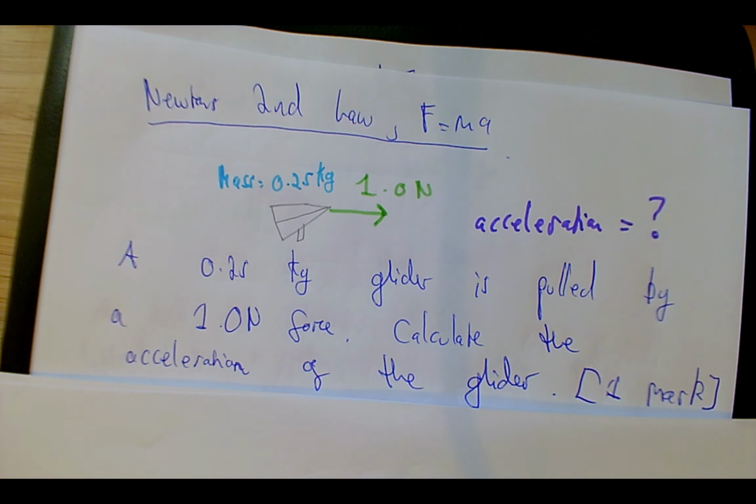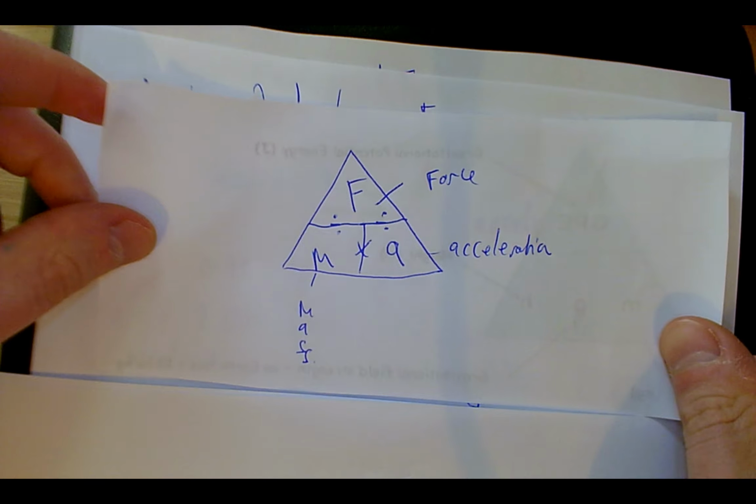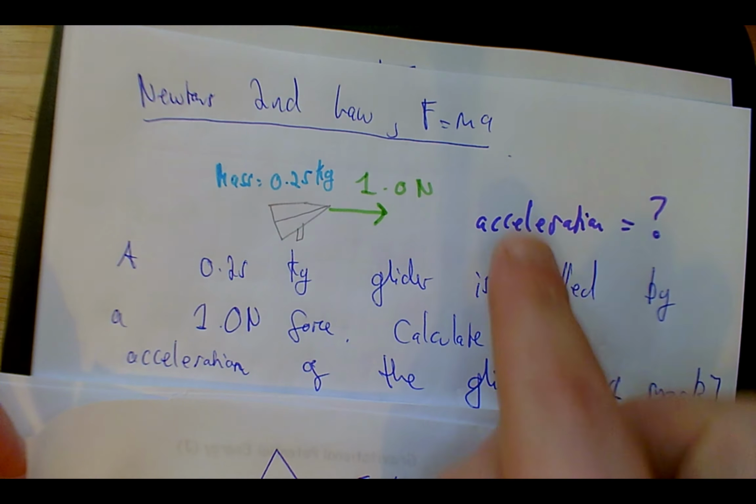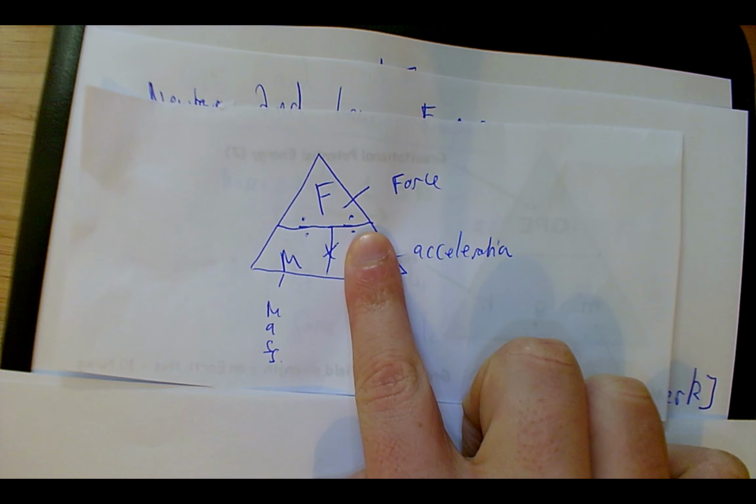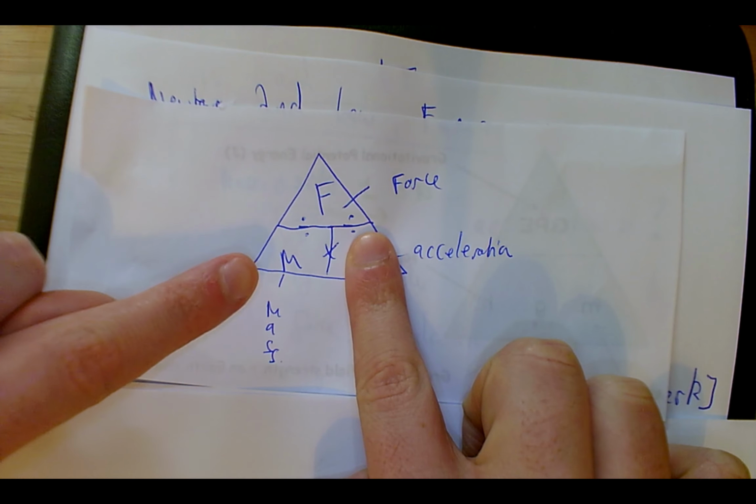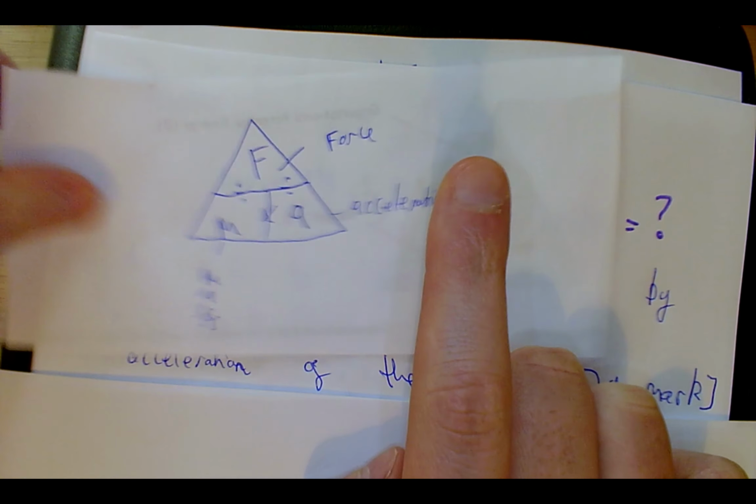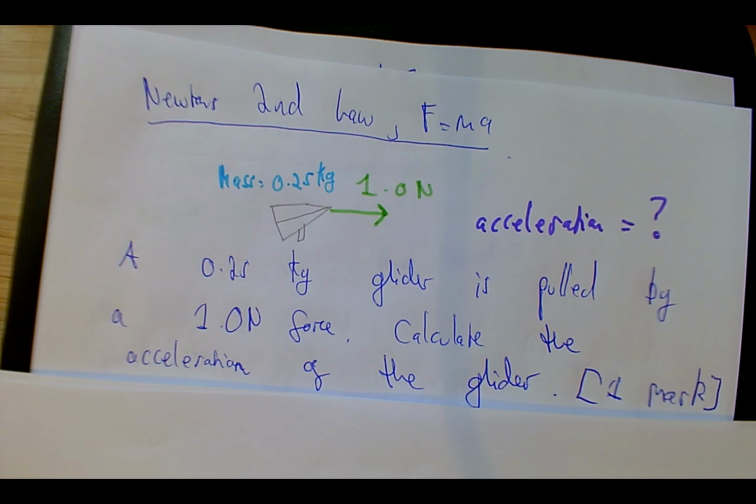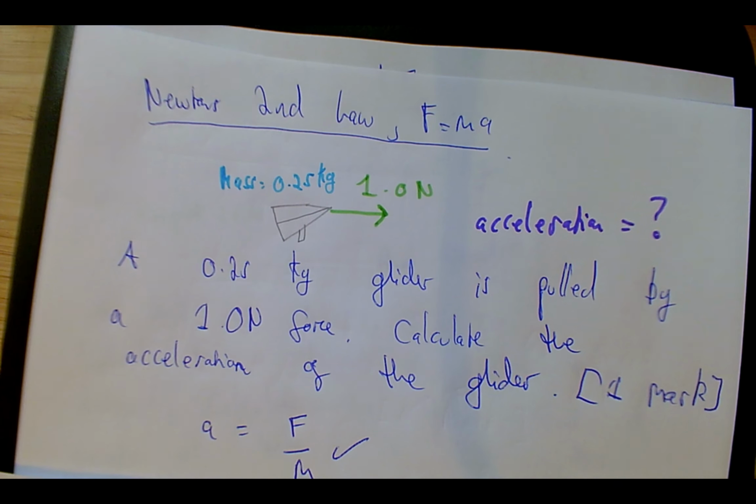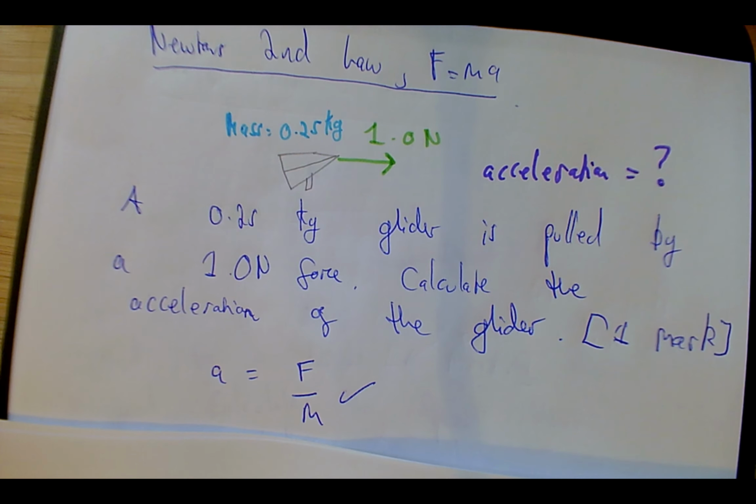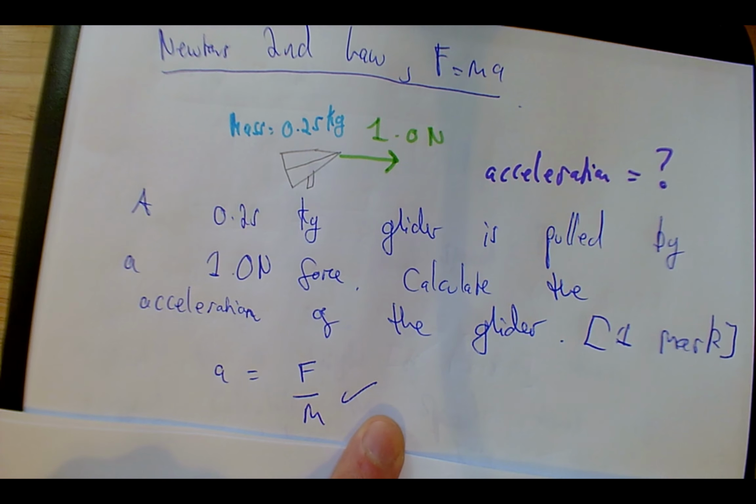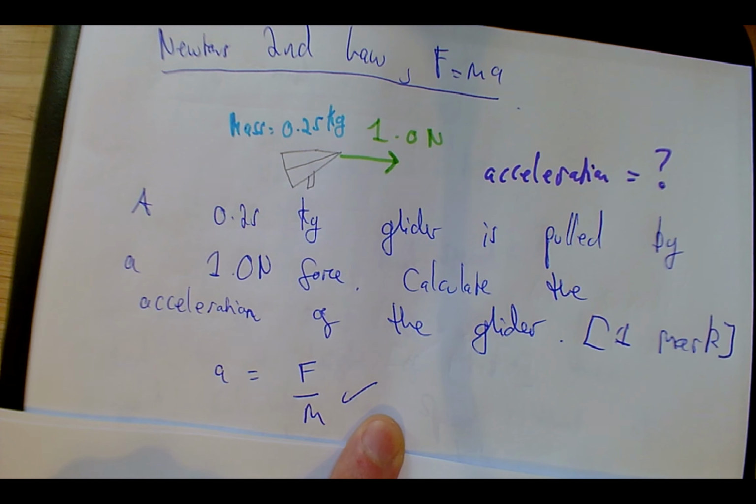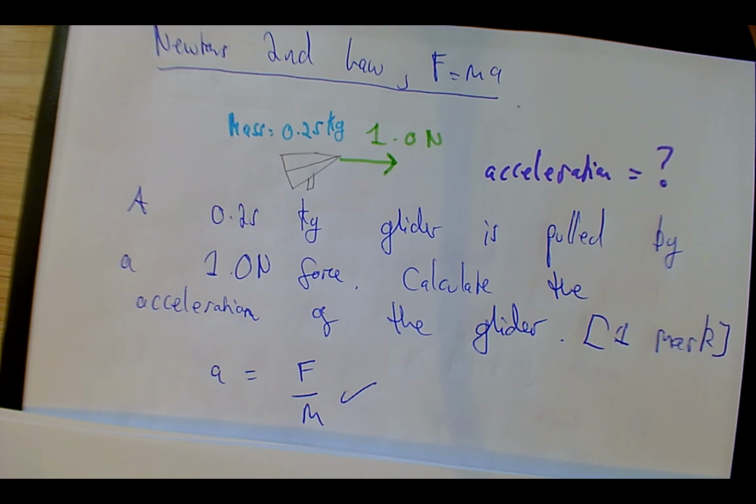Once again we need our formula triangle. In true Blue Peter style, here's one I made earlier. We're after acceleration, so I'm going to cover up acceleration. Acceleration equals force divided by mass. That's going to be my first step. I know it only says 1 mark this time, but if it was a full marker, like the previous question, we would have got a mark. It's all about using that formula triangle.